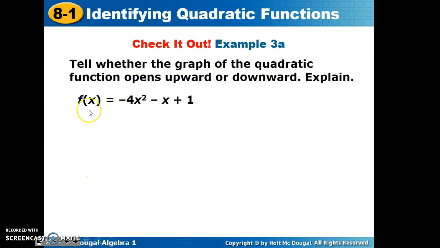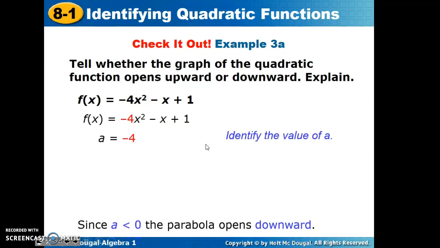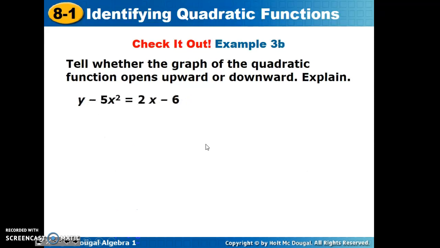So we take a look at our function f of x equals negative 4x squared minus x plus 1. And we can see our value a in front of x squared is negative 4. A is negative, therefore less than 0, and the parabola opens down. Let's do the same thing with 3b. Take a look at the function. Turn the recording off or pause it, and then decide whether it opens up or down, and explain your thinking.